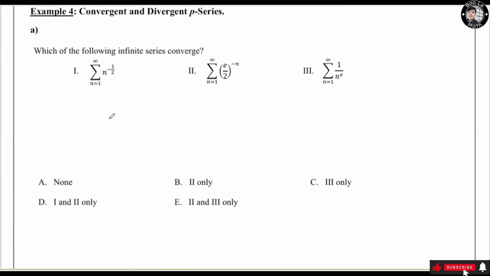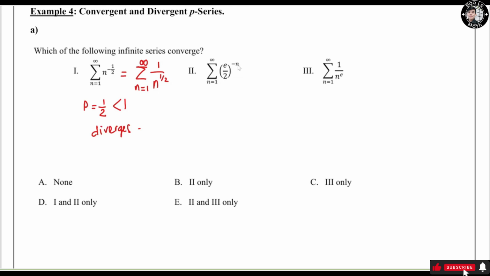Now let's take a look at example number 4. Which of the following infinite series converges? Now number 1, we just rewrite this one as sigma of 1 over n to the power of 1/2 when n equals 1 to infinity. So p equals 1 over 2, less than 1. The series diverges.